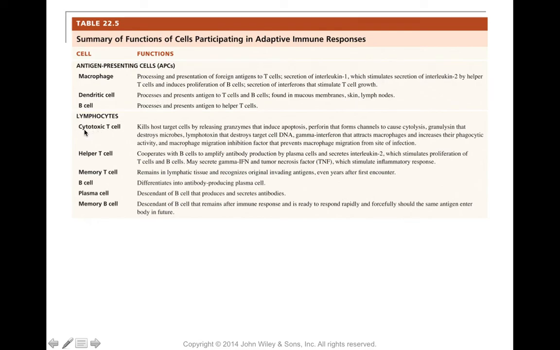Lymphocytes are going to include things like cytotoxic T cells, which kill our host target cells by releasing granzymes. Remember, granzymes are going to help induce apoptosis. Also going to release perforin. Perforin causes channels.